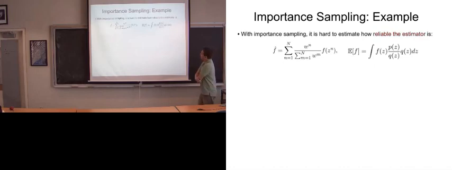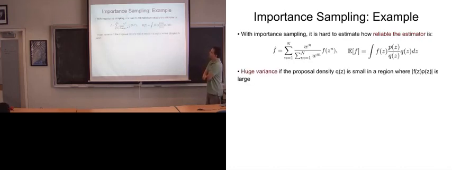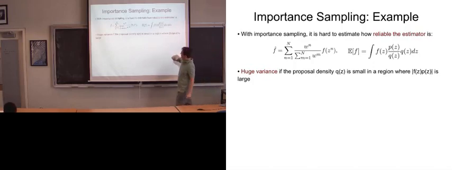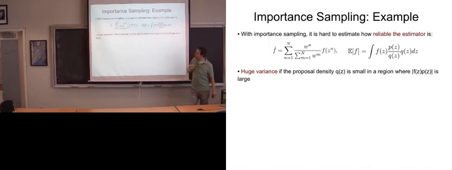Now, one of the problems with these estimators is that it's very hard to estimate how reliable the estimator is. In particular, one of the biggest problems with this estimator, and a lot of research is happening in this area, is the variance. Huge variance. If the proposal density Q is small in the regions where FP is large, then you get into trouble, right? Because you're sampling from the model, you get some estimators.